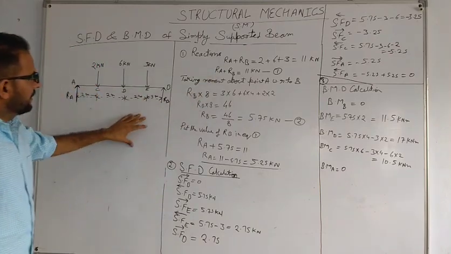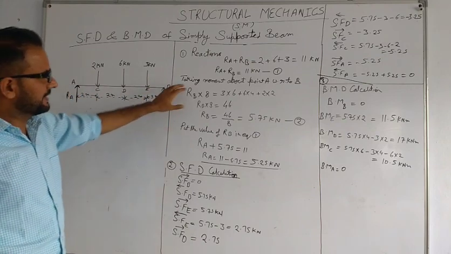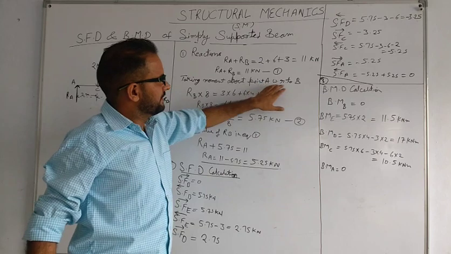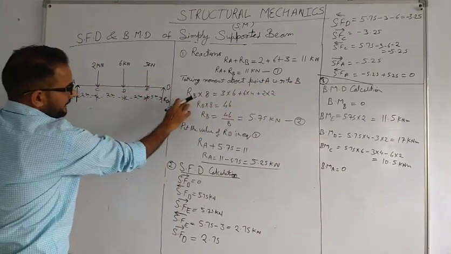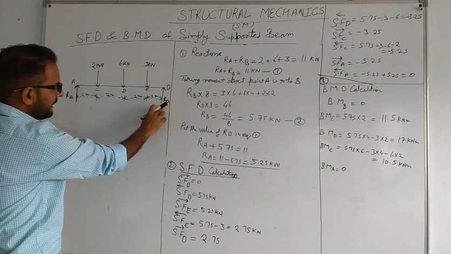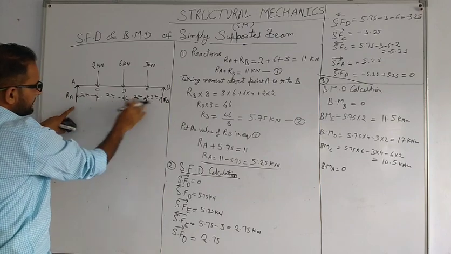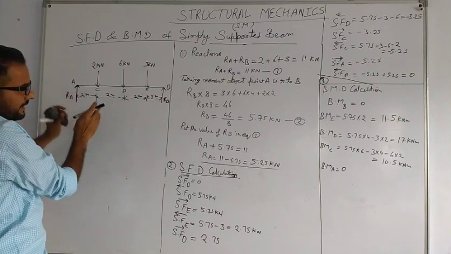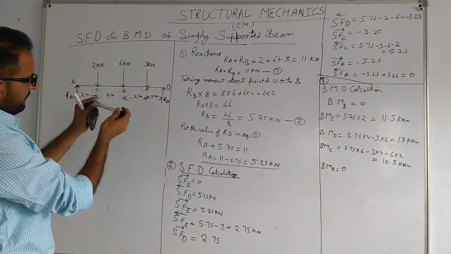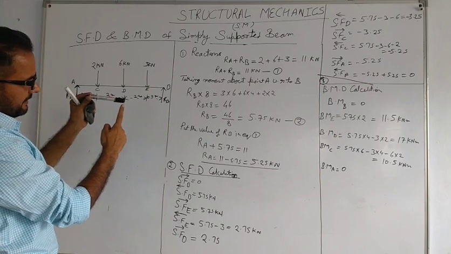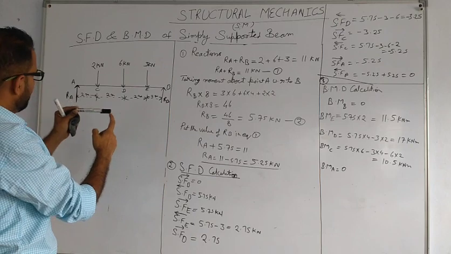So we will take moment about A with respect to B, taking moment at point A. Look here, Rb acts at a distance of 2 plus 2 plus 2 plus 2, which is 8 meters from A. We are taking moment at point A, and the reaction working here is making a moment.